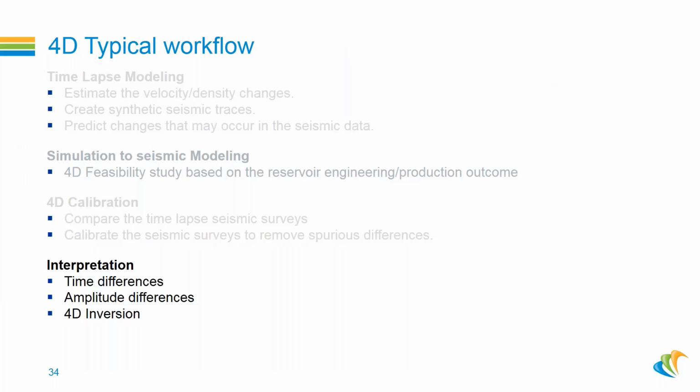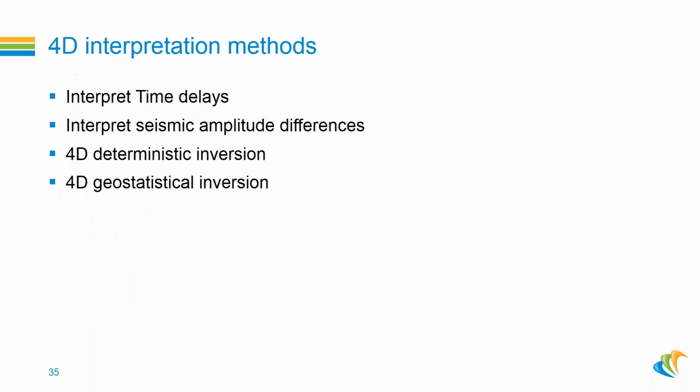Going toward interpretation, we calibrated our seismic data, so we need to interpret those signals comparing the monitor to the base surveys. Could be time difference, amplitude difference, and 4D inversion. So we can interpret time delays, we can interpret seismic amplitude differences themselves, and we can go for quantitative methods for deterministic inversion and geostatistical inversion.